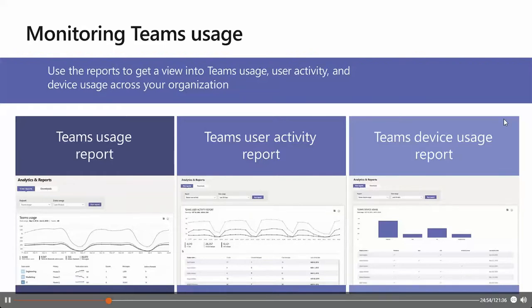The Teams user activity report gives you specific insights into the types of activities users engage in, such as how many people communicate through one-to-one calls, channel messages, and private chat messages, for example. The Teams device usage report shows you how users connect to Teams, including how many people use Teams on their mobile devices when they are on the go, for example.